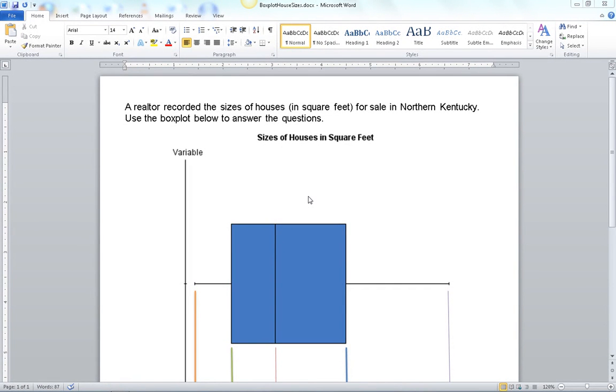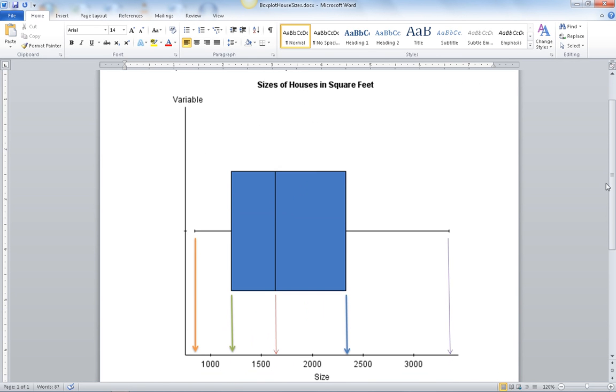This is another example of a box plot. So suppose a realtor recorded the sizes of houses measured in square feet which were for sale in the northern Kentucky area. The box plot below is a summary of that information. And what we want to do is make sure we understand how to read the different components of a box plot. So let's just go through real quickly what each of the arrows represents.